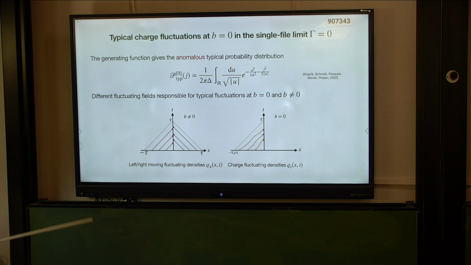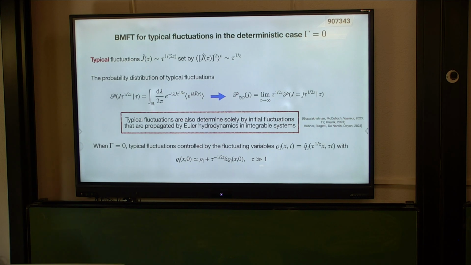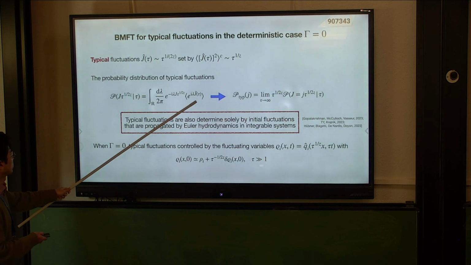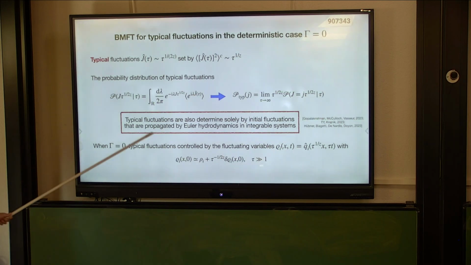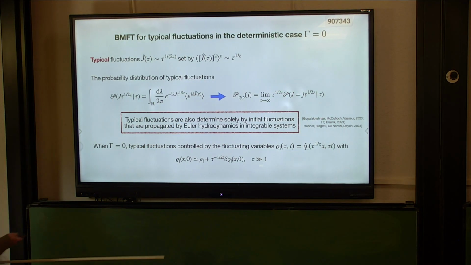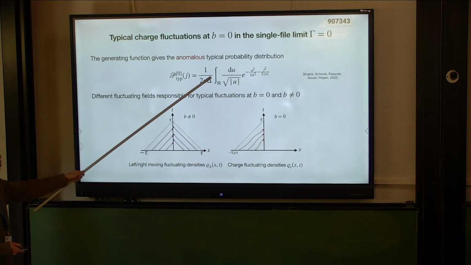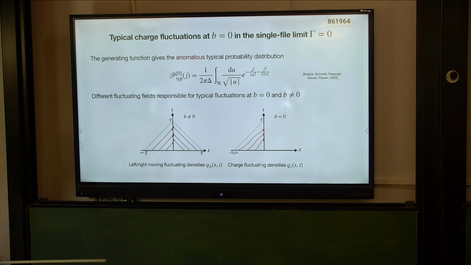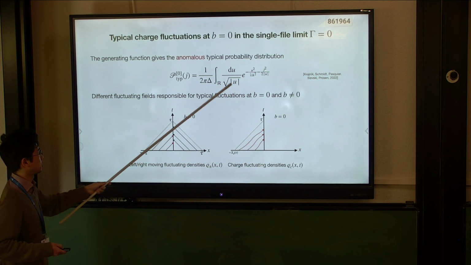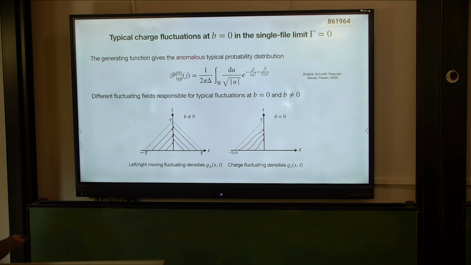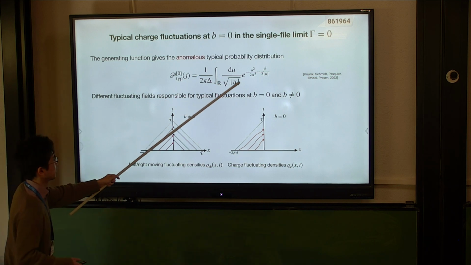And then if you put that in here, you can get this probability distribution, and you can, as a result, compute this typical fluctuation, a typical probability distribution, which you see here. And this is quite anomalous, because usually you don't have this kind of second term, but you just have this first term. Also, there's no square root here. So this is usually just a Gaussian, but usually you don't have this term.